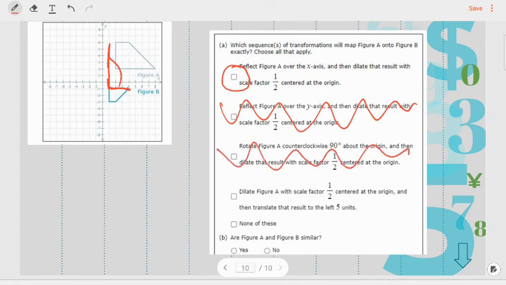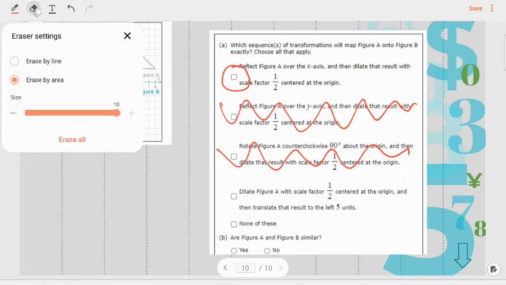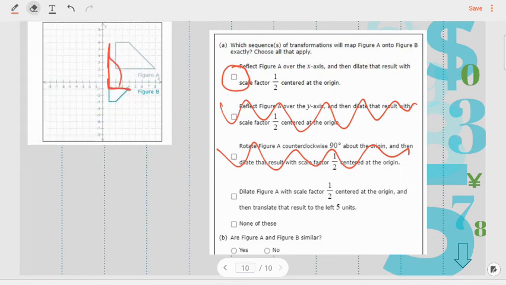The next one says dilate it, then translate it. So it does look dilated, but translated would just mean it would slide. So this big long side should be up, and it's not. So this is another obvious no. So I'm going to just double check this top one before I click none of these.